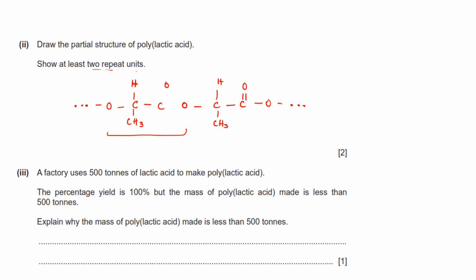So the only reason is that what is happening here is condensation polymerization. So this is a condensation polymerization reaction. There will be some byproducts, and that is why you can say that the mass of polylactic acid will not be 500 tons, because those byproducts will weigh something.